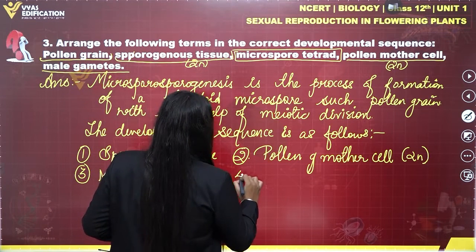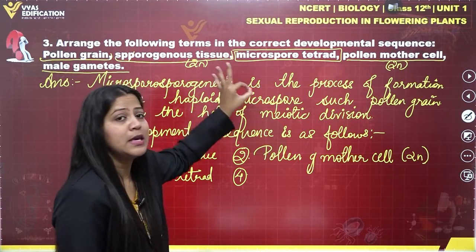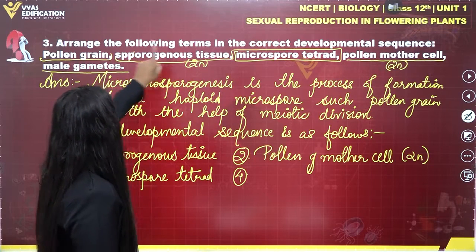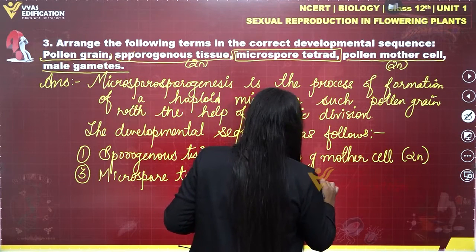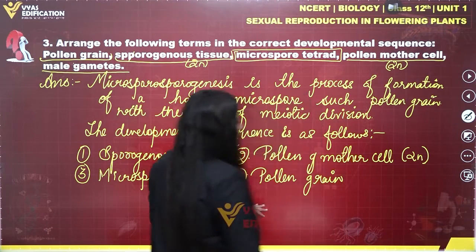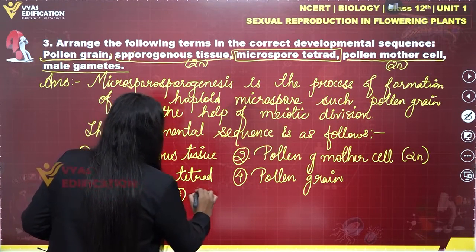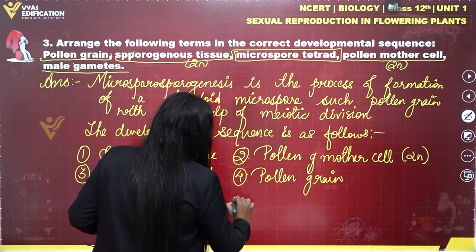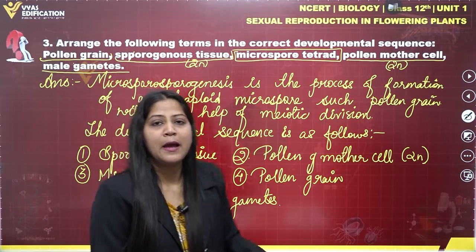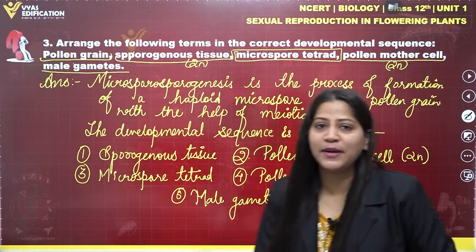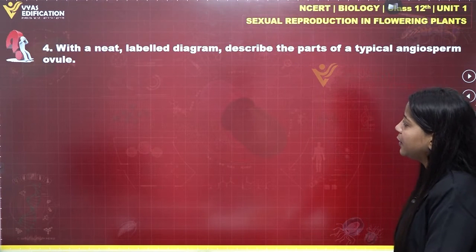After microspore tetrad, each microspore of the tetrad will develop into pollen grain. On 4th number, we will have pollen grain, and at last, after the development of pollen grain, we will get the male gametes, as these male gametes are going to be formed from pollen grains. So this is the complete solution of question number 3. Now let's come towards question number 4 with a neat labeled diagram.